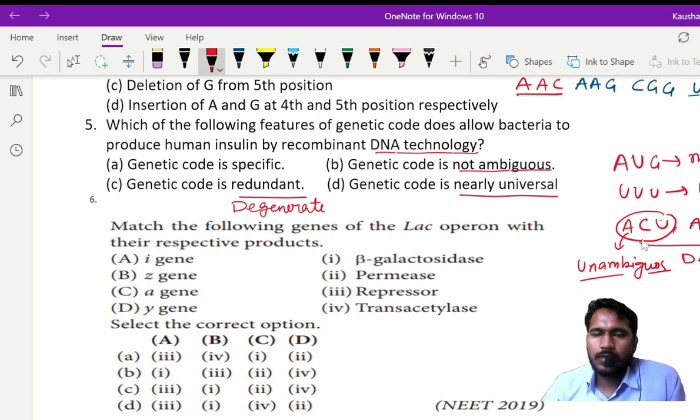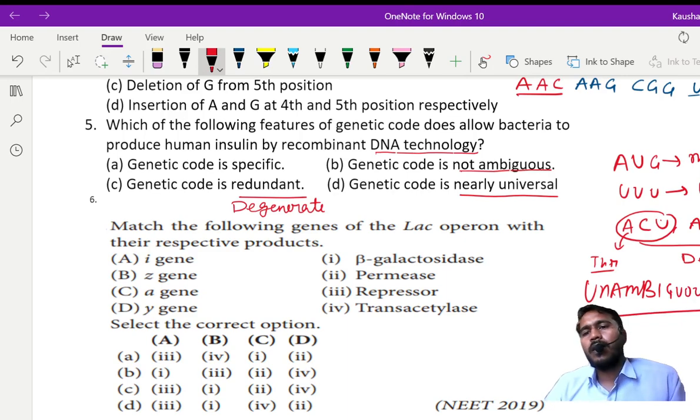Why is it called unambiguous? Because it is not going to code for any amino acid other than threonine. It will always code for threonine. So it is unambiguous. And they are called degenerate because all of them code for the same amino acid, threonine. Okay, this is done.